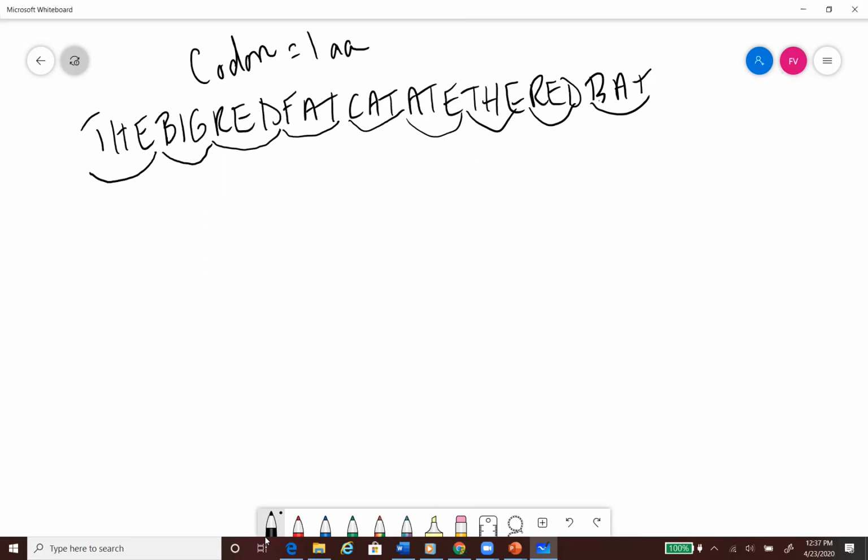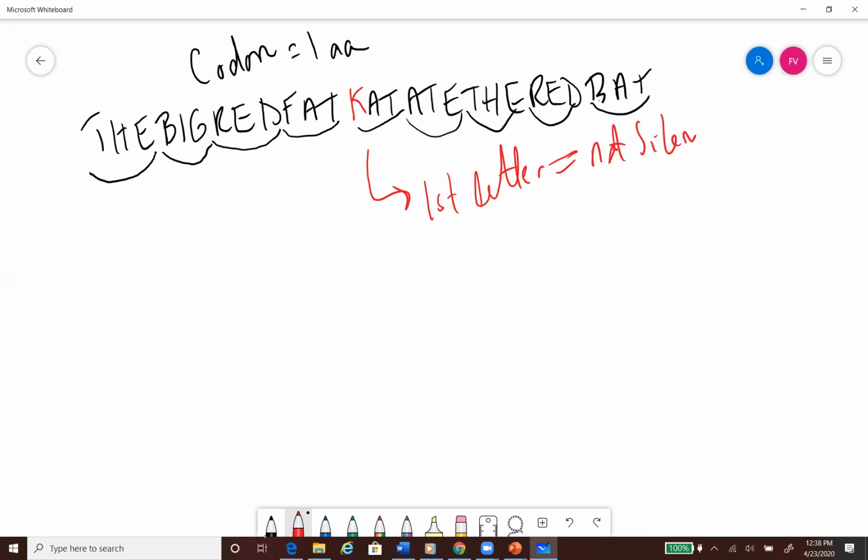Okay. Now, let's say we talked about a silent mutation. So I'm going to show you an example of a silent mutation. Although this is not the best example, if I change the C to a K, and I say this sentence, the big red fat cat ate the red bat, did it sound any different? No. So that would be like a silent mutation, right? This is an analogy. The problem is, as you saw with the genetic code, if you change the first letter, it's not going to be silent, right? First letter is very, very important.